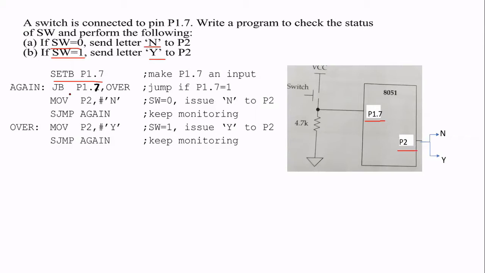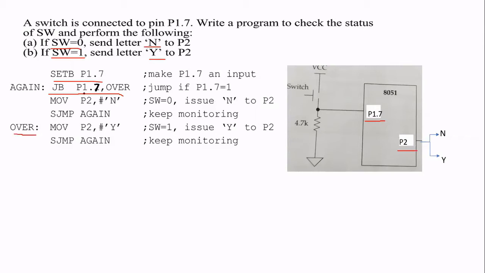Fine, then what is it that we'll be doing? Check that pin, if the pin is 1 or 0, right? This is the switch which is there at P1.7. Check the pin P1.7, and if it is 1, JB is the instruction: jump if bit set. Which bit? P1.7 is the bit. If this bit is set, then I need to jump to a location which is over. Over is here.